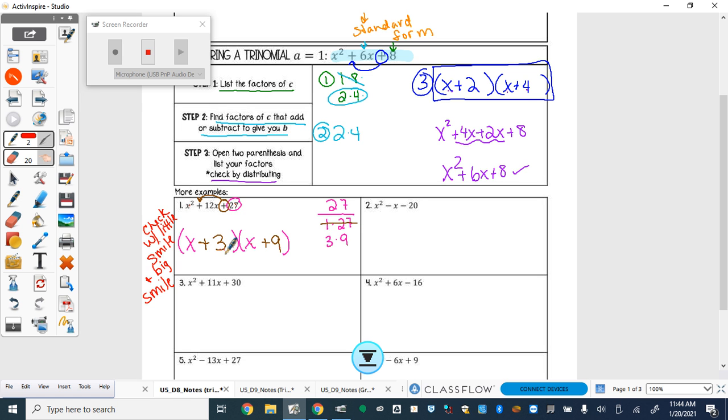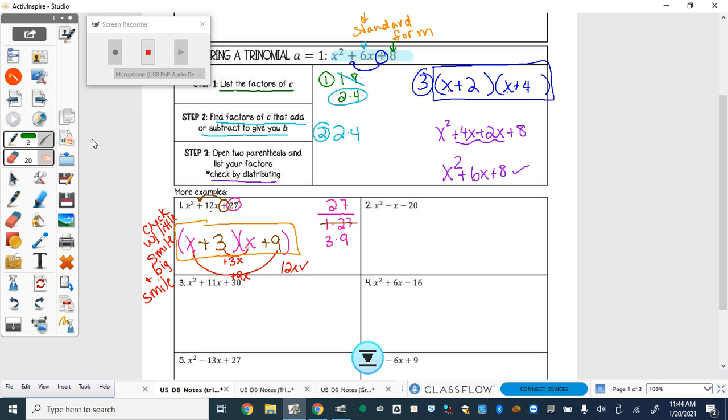So little smile means I'm multiplying these two terms together. So positive 3 times x gives me a positive 3x. Big smile means I'm multiplying those two outside terms. x times positive 9 is positive 9x. Add those together. There's my 12x, which is what my middle term was. So you can even shorten down your check a little bit and just do what we call big smile and little smile. Or little smile and big smile. That order doesn't matter.